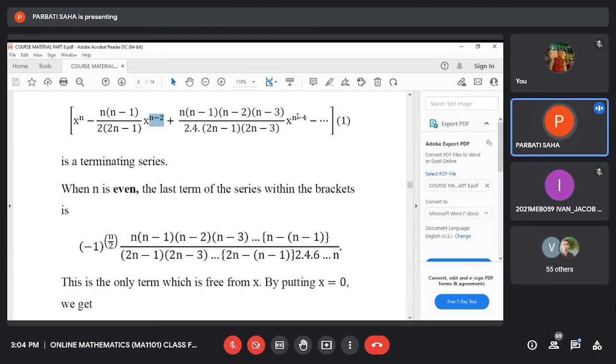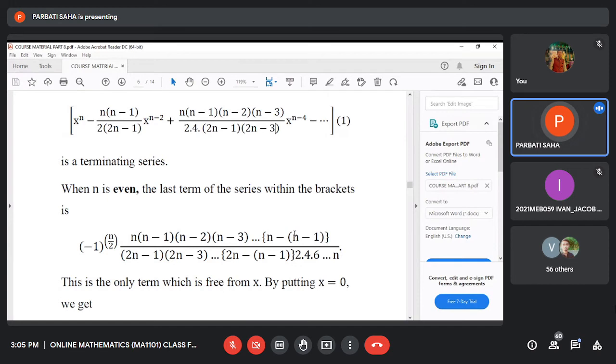So you see, the last term should contain x to the power 0. If it is x to the power 0, then it should be n. To make this x to the power 0, this minus n should be there. And if it is n, then it is n minus 1. Similarly, this will be n minus 1. And so the last factor in the numerator should contain n minus 1.